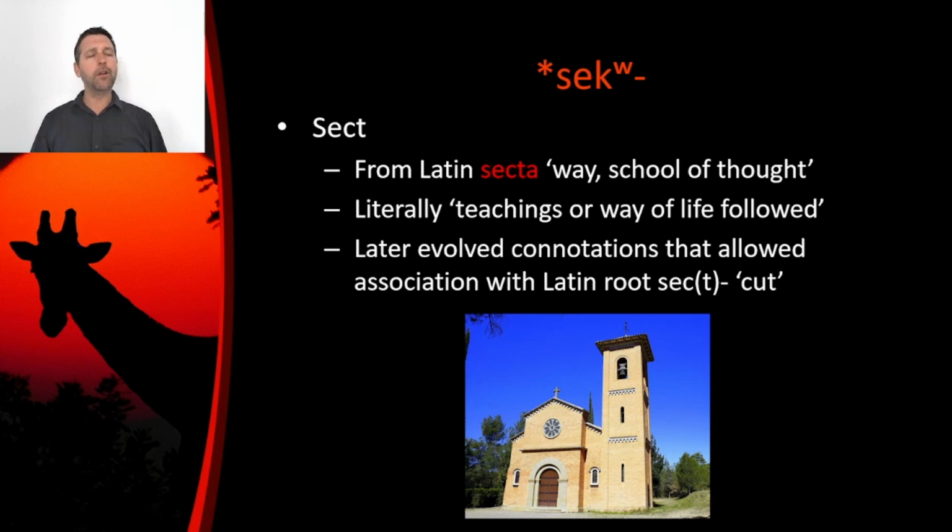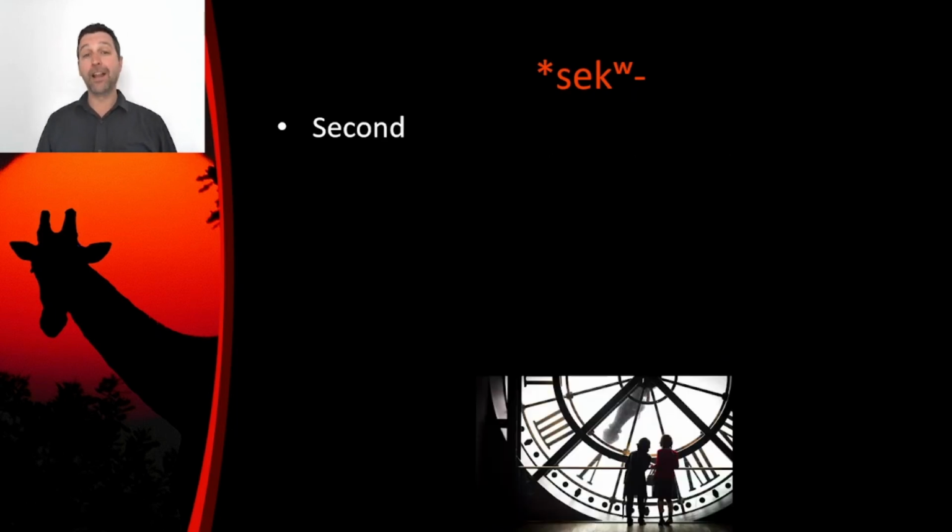So today, when we think of the word sect, oftentimes we associate it, whether consciously or unconsciously, with this other root that looks similar that means to cut or to cut off, because that's kind of what it has come to mean. But originally, it did come from this root that means to follow, a way of life that you follow. I like this word a lot.